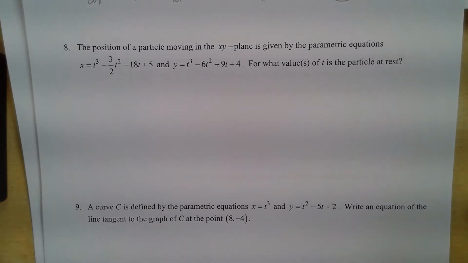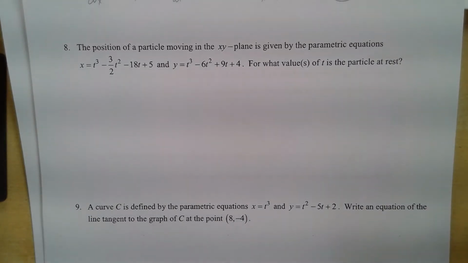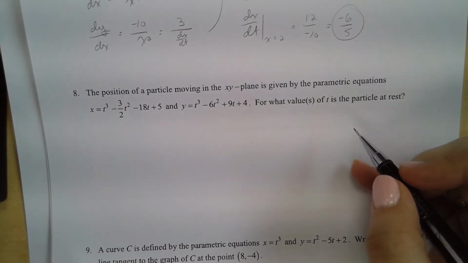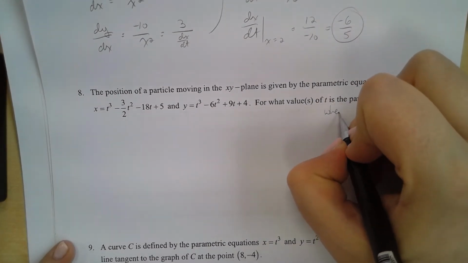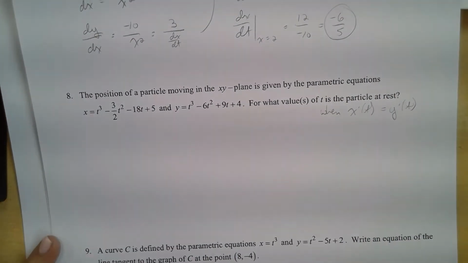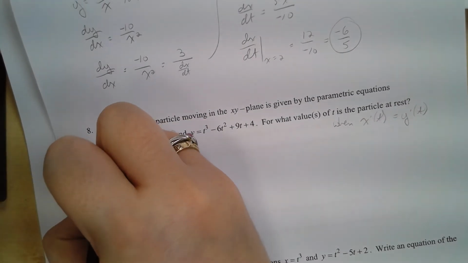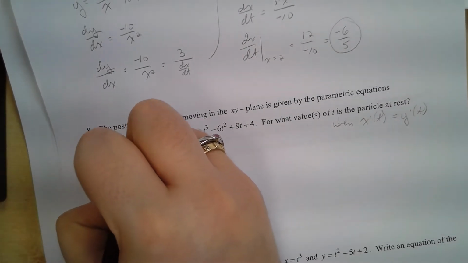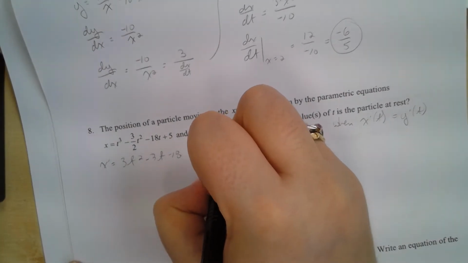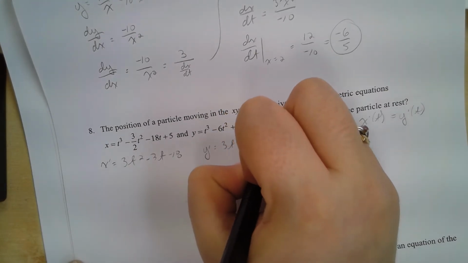Okay, number 8. The position of a particle moving in the xy plane is given by the parametric equations x equals t cubed minus 3/2 t squared minus 18t plus 5, and y equals t cubed minus 6t squared plus 9t plus 4. For what values is the particle at rest? Well, it's going to be at rest when x prime of t and y prime of t are both zero. So first I need to find my x prime, which is going to be 3t squared minus 3t minus 18. And my y prime is going to be 3t squared minus 12t plus 9.